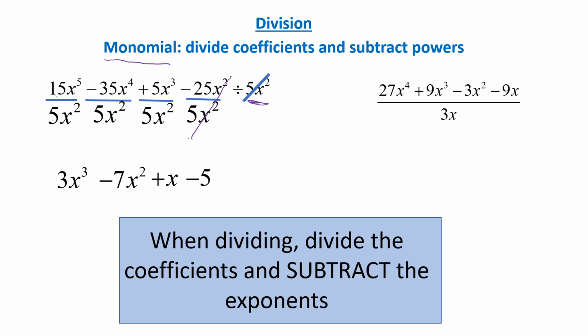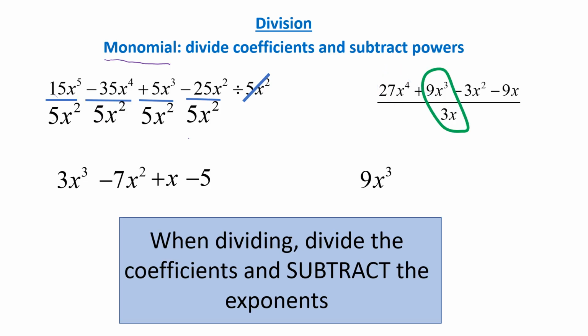Sometimes you'll see the problem written like this. Instead of this one here, they had it where they had the divided by the 5x squared out here. But they can write it this way too. And sometimes that's just as easy to look at it. We can look at it term by term. So 27 divided by 3 is 9. X to the 4th divided by x to the 1 would be x to the 3rd. So you're going to have 9x to the 3rd.